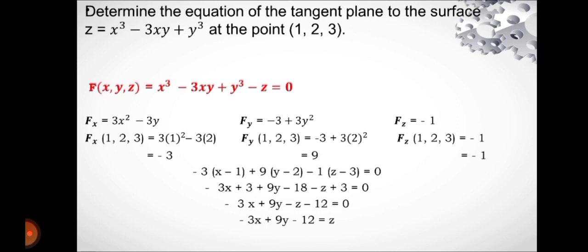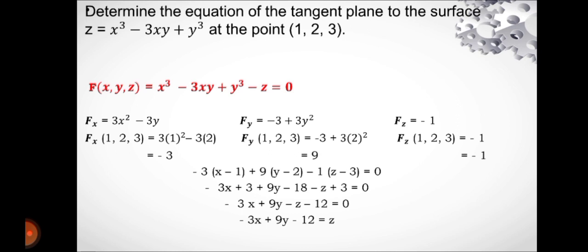fy = −3x + 3y². fy at (1, 2, 3) is −3 + 3(2²) = 9. fz = −1. fz at (1, 2, 3) is −1.